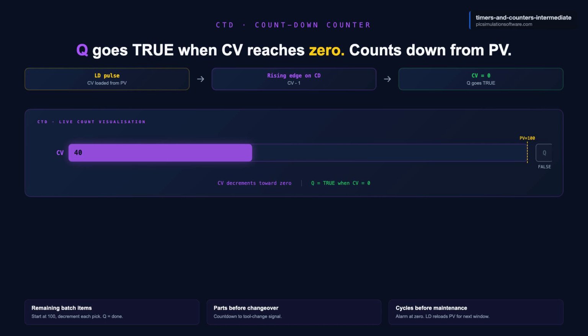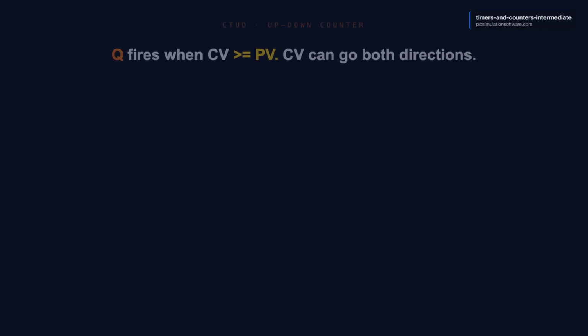The classic uses are remaining items in a fixed batch, remaining parts before a tool changeover, remaining cycles before scheduled maintenance, remaining filled bottles before the labeller needs reloading. CTD is the countdown timer of the discrete world. Whatever started full now empties one event at a time, and the rung knows exactly when 0 is reached.